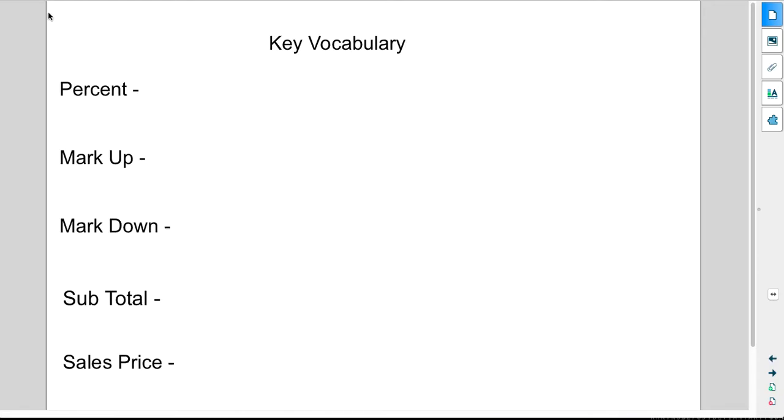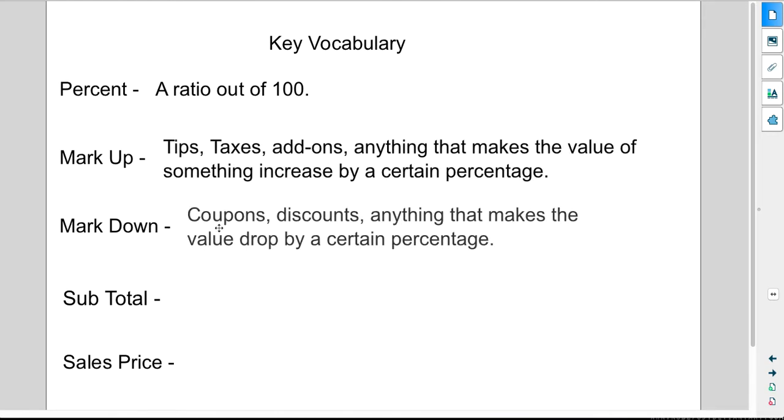Before we go into any problems, there is some vocabulary you are going to need to copy down because it is important for you to understand this vocab before you understand how to find a percent of a number. The most important one is understanding what a percent is, and that's just a ratio out of 100. A markup and a markdown are very similar: they are percentages that either raise up the value of an item or devalue it, which means they bring the value down. Markup examples are tips and taxes and add-ons, markdowns are coupons and discounts.